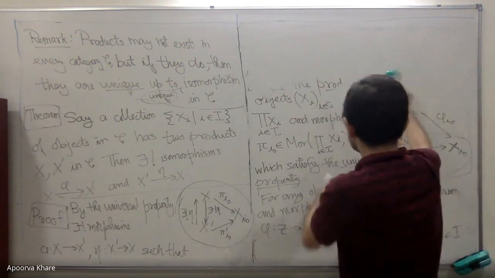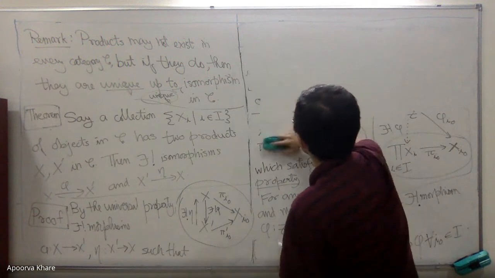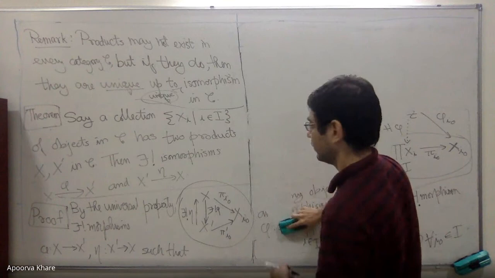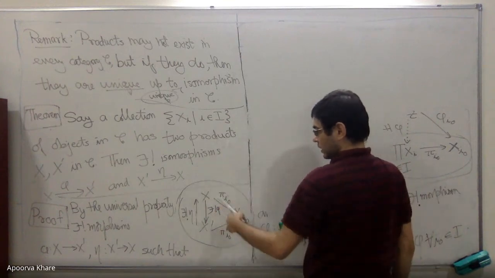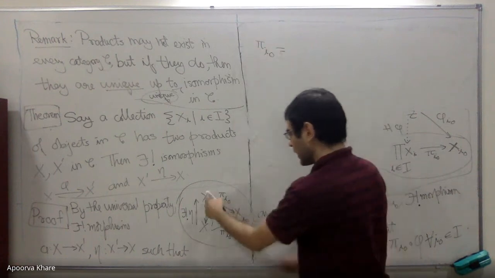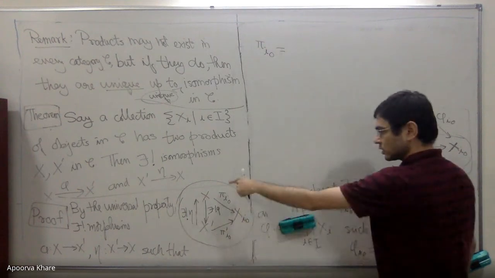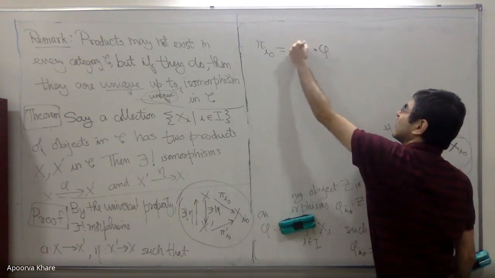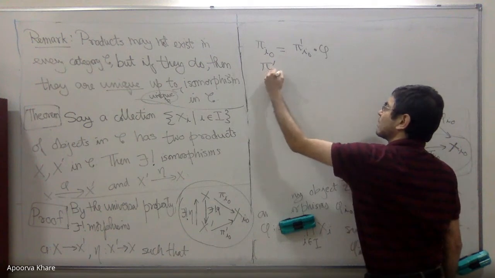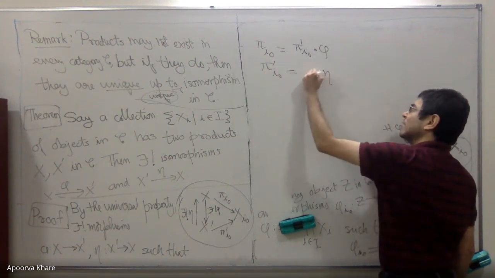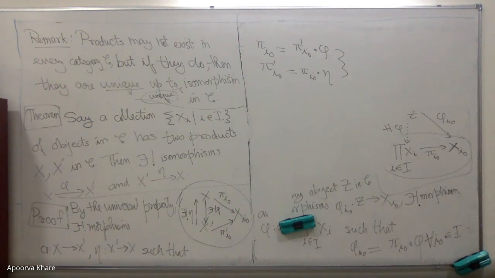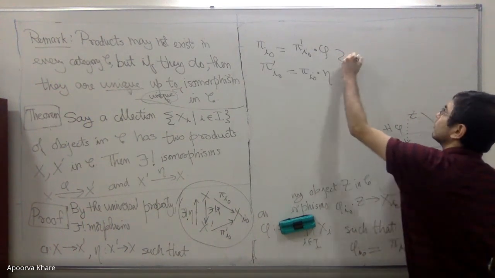when you compose these, equations hold. You can do pi_i naught. You can go directly from here to here, or you can first go to phi and then do pi prime_i naught. And the other way around, pi prime_i naught, you can go directly, or you can first do eta and do pi_i naught. And you can do this for every single i naught.